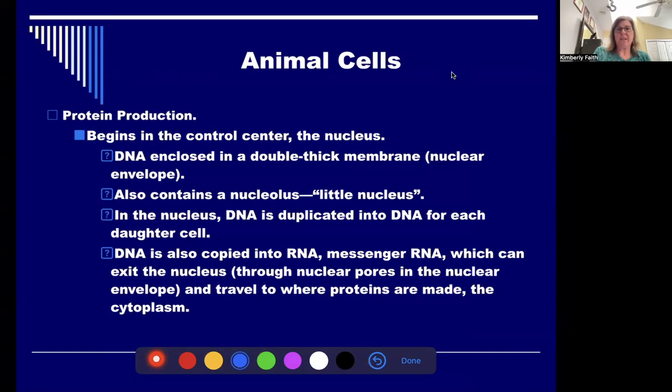The DNA is enclosed in, like I said, that nuclear envelope. It is a double thick membrane, so it kind of folds over itself. Also, we have what is called the nucleolus, or the little nucleus, in there. We have DNA, which is going to have to be copied if we were to reproduce that cell. The DNA is also copied into messenger RNA that will then leave the nucleus, which is why we need such big openings called nuclear pores in the nuclear envelope for that messenger RNA to get out into the cytoplasm, which is where the actual protein will be made.